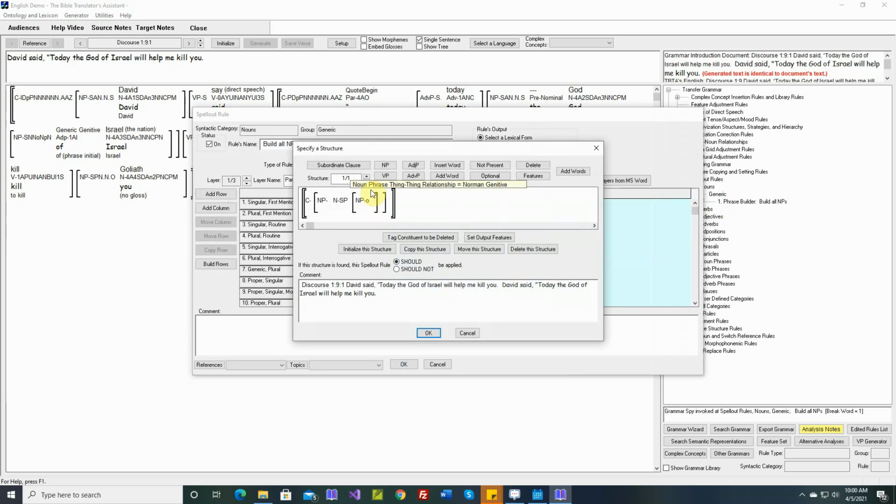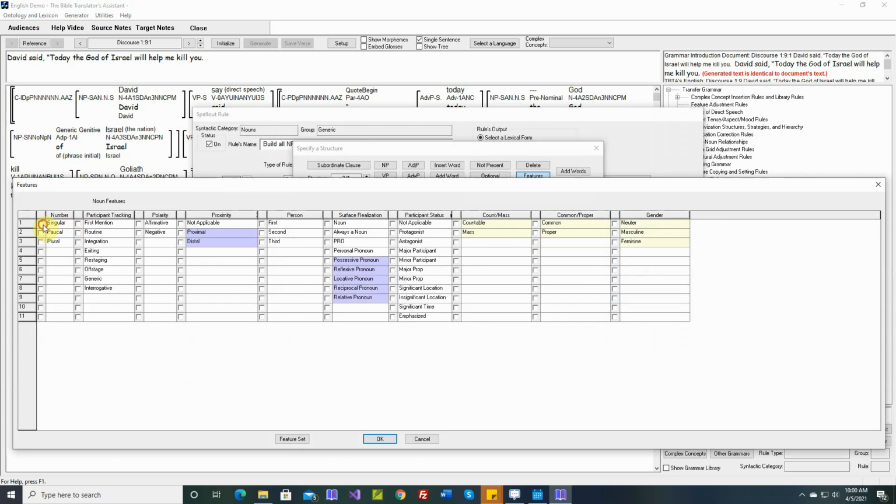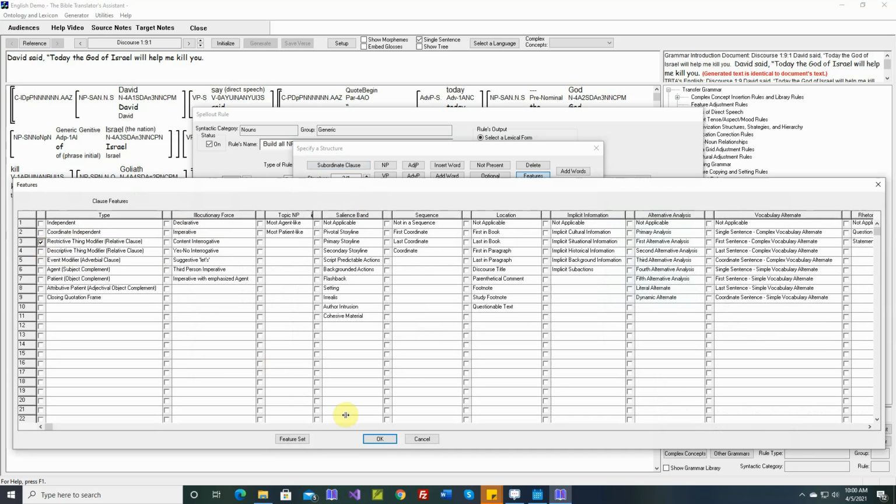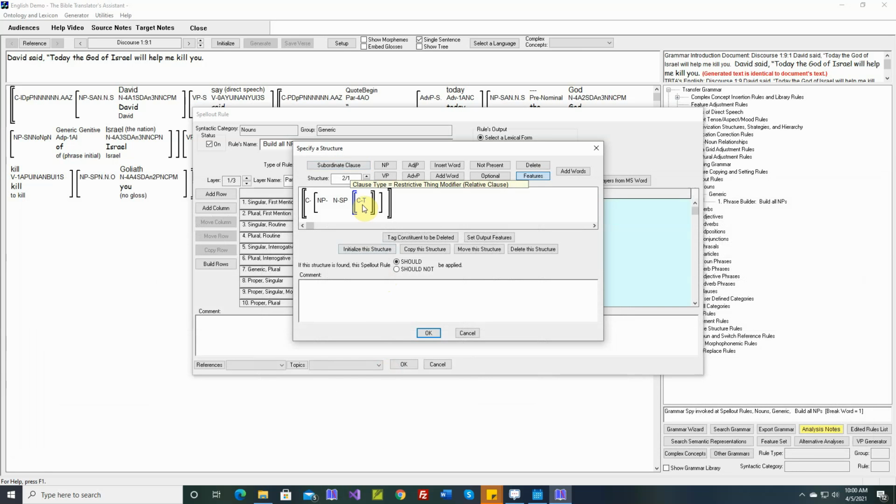We can also say, let's go to another structure and say, this is singular and proper, and it's modified by a relative clause. Now right now, only relative clauses can occur inside noun phrases, so we don't have to tag this as a relative clause, but we can just to be sure. Adverbial clauses never occur inside noun phrases. Complement clauses never occur inside noun phrases. Only relative clauses occur in noun phrases. So we didn't have to tag it, but it's okay.